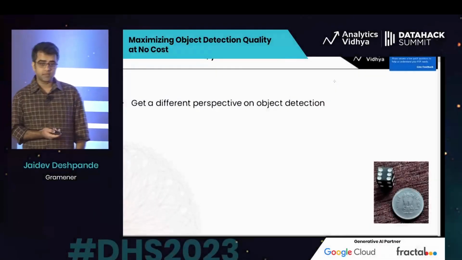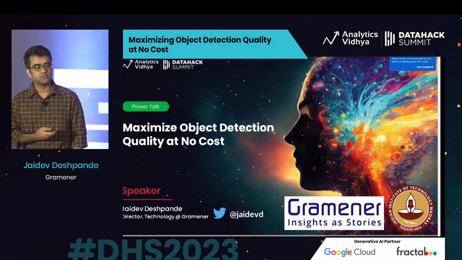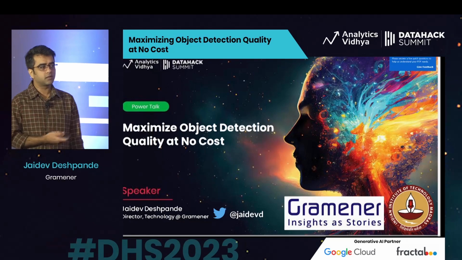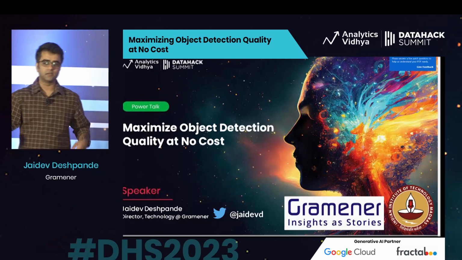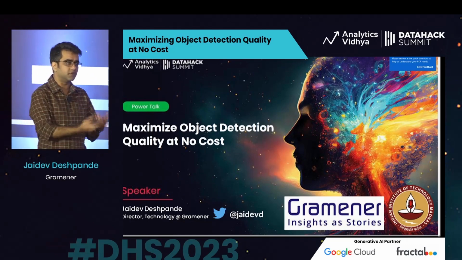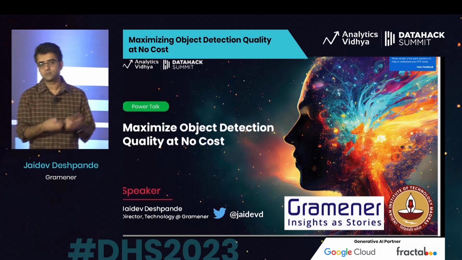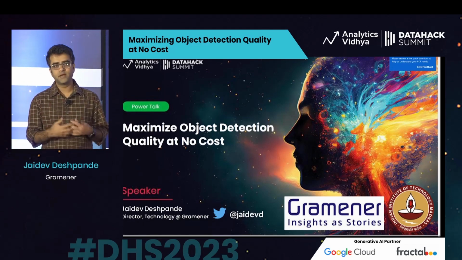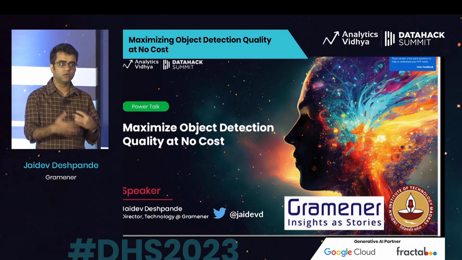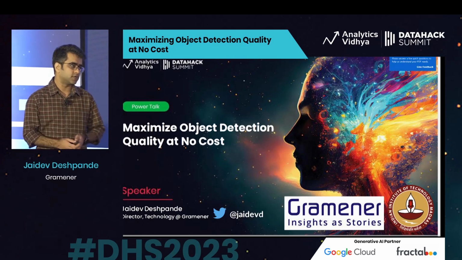What do we mean when we say that we want to maximize object detection quality, and what does the no cost aspect of it mean? Now, theoretically, the costs could be anything. It could be costs of gathering data, training models, there's a time cost, and so on. What this talk aims to do is provide some ways of estimating lower bounds on the quality of object detection.